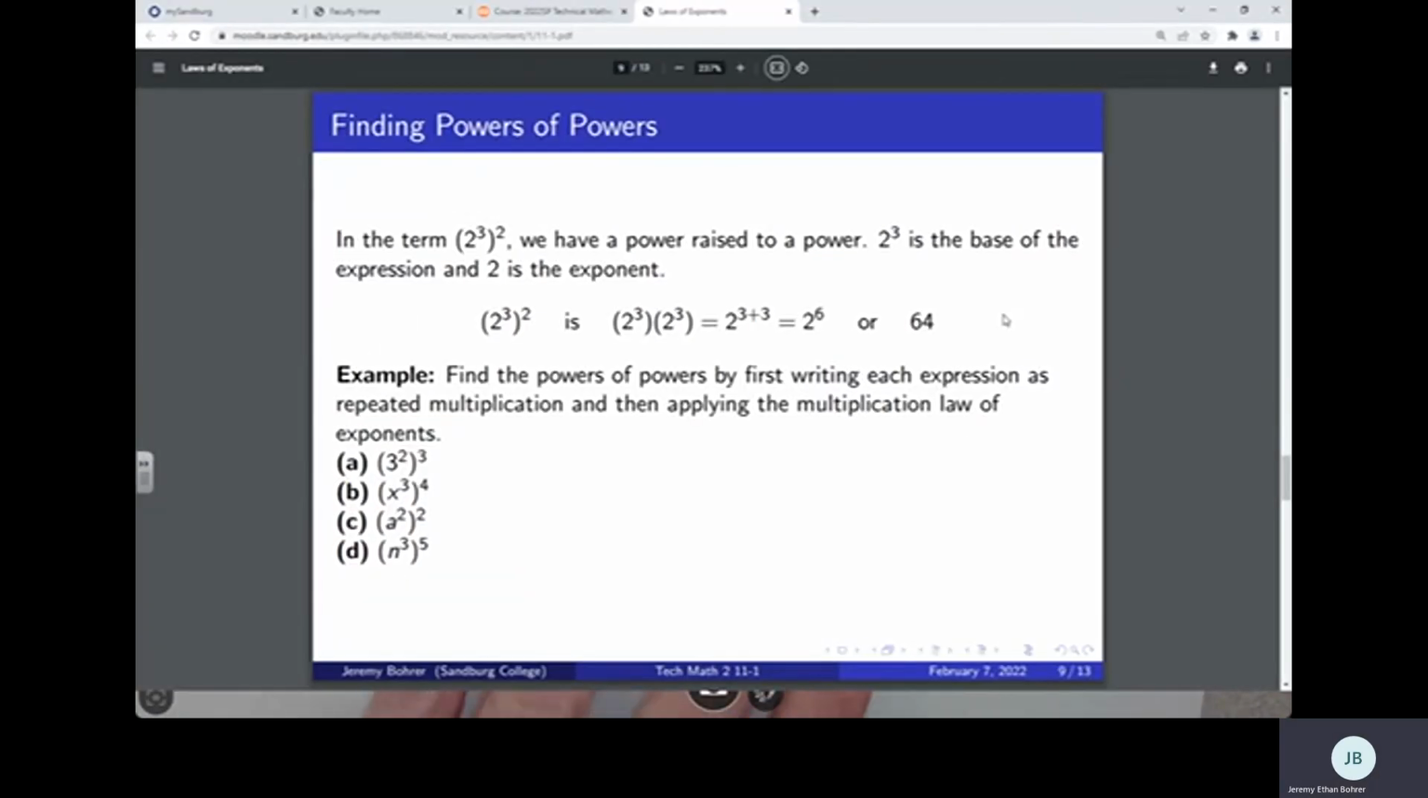Next up are these 4 problems on page 9. We're asked to find the powers of powers by first writing each expression as repeated multiplication and then applying the multiplication law of exponents.